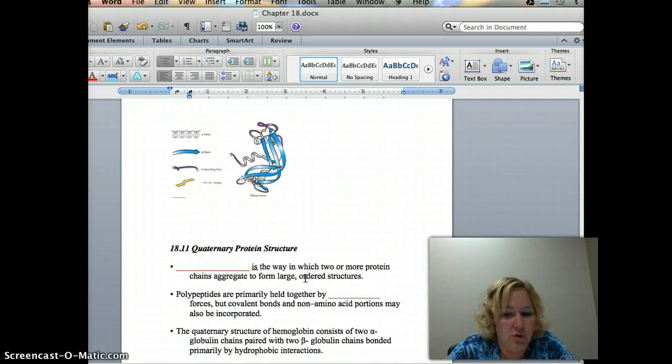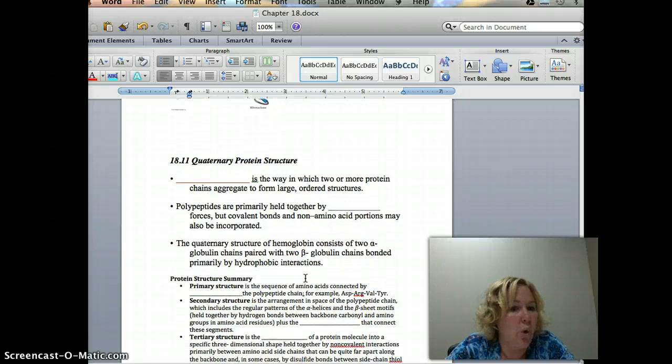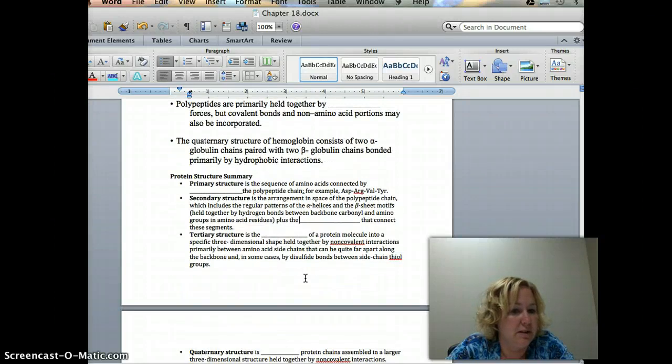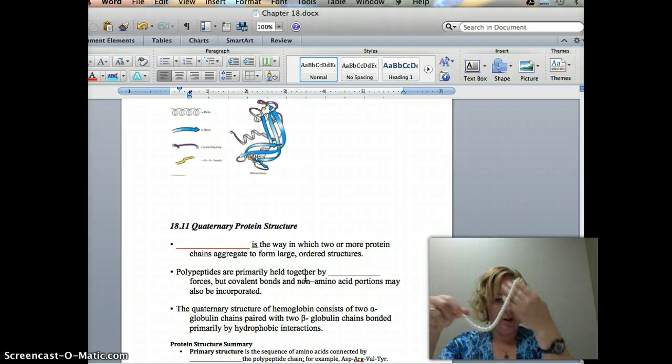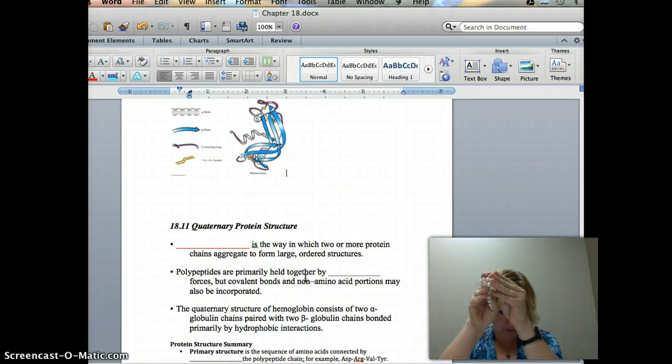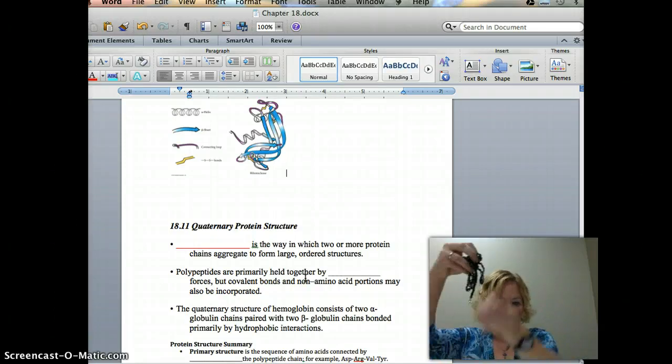So that is your secondary structure. Quaternary structure: now you've got your beads on a string. You fold it into a helix. You've sort of refolded it over on itself. And now you're bonding it with somebody else.